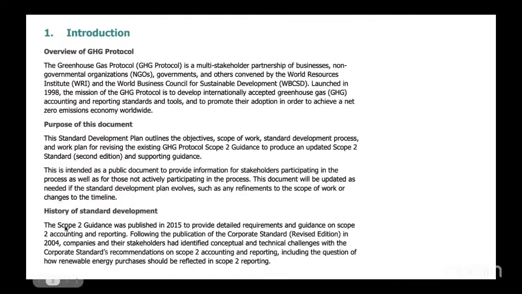History of Standard Development. The Scope 2 guidance was published in 2015 to provide detailed requirements and guidance on Scope 2 accounting and reporting. Following the publication of the Corporate Standard Revised Edition in 2004, companies and their stakeholders had identified conceptual and technical challenges with the corporate standard's recommendation on Scope 2 accounting and reporting, including the question of how renewable energy purchases should be reflected in Scope 2 reporting.